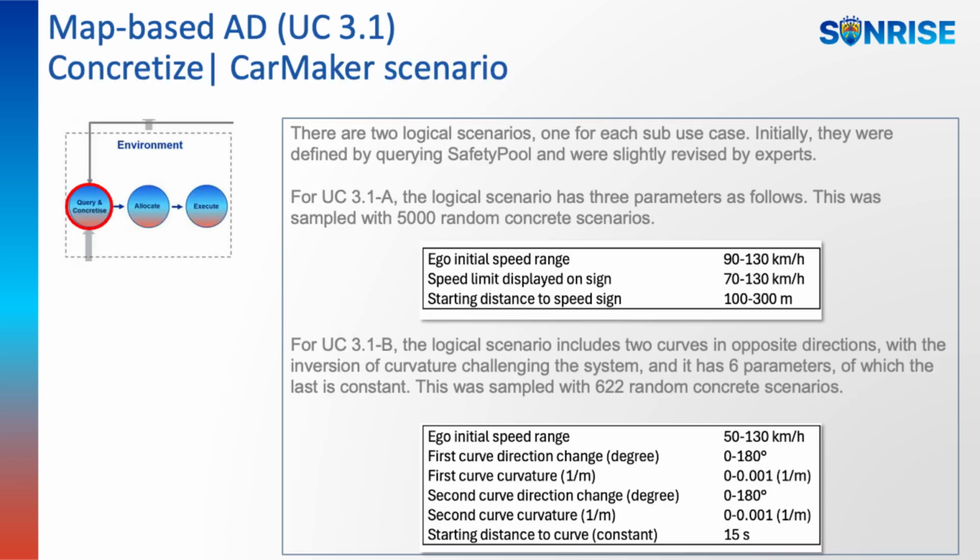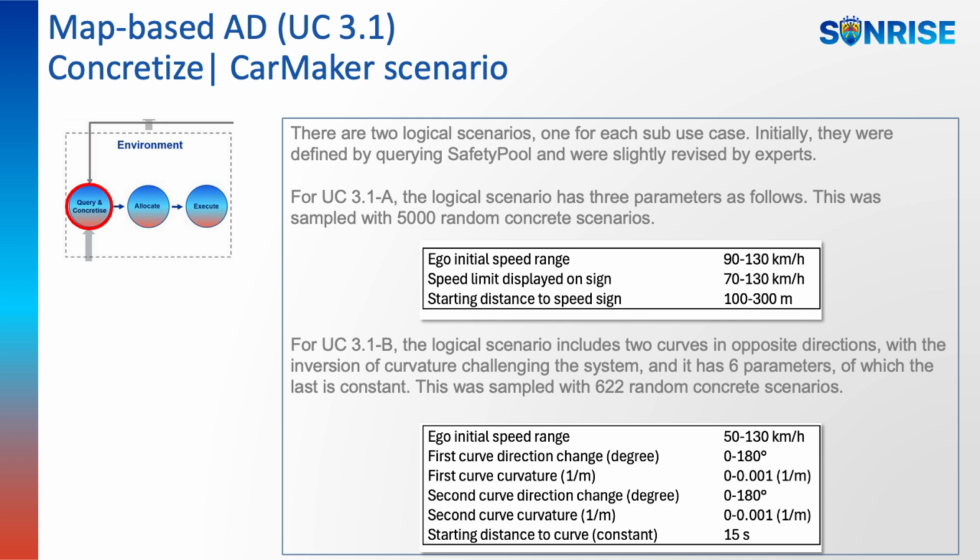There are 2 logical scenarios, one for each sub-use case. Initially, they were defined by querying safety pool and were slightly revised by experts. For UC3.1-A, the logical scenario has 3 parameters as follows. This was sampled with 5,000 random concrete scenarios.